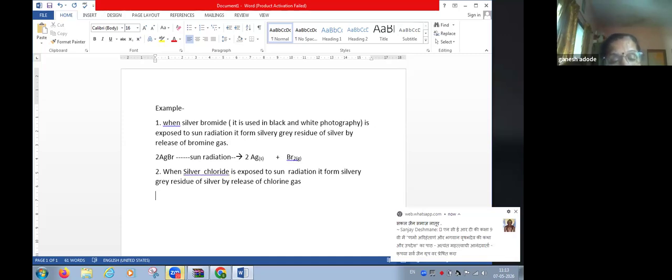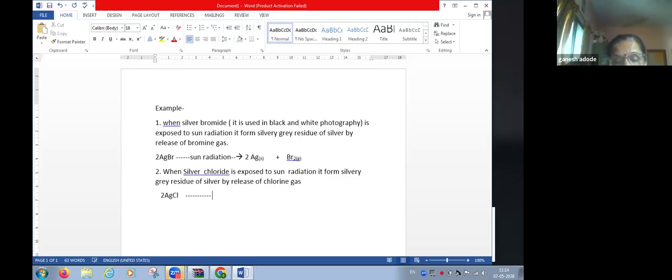How can the equation be written? Directly I'm going to write down the equation. Twice of AgCl. This is the formula for silver chloride. Whenever it is exposed to sun radiation, then there is formation of twice of Ag.